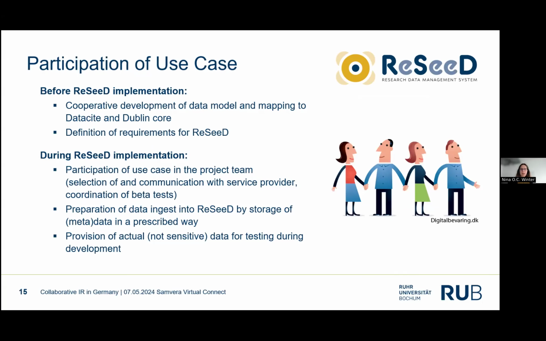And the use case from neuroscience participated all along the way in the development, beginning with the cooperative development of the data model, the mapping to DataCite and Dublin Core, and the definition of the requirements. We also had a project team, including people from the use case, for the selection and communication with the service provider and coordination of beta tests. The use case also prepared the data ingest into our repository ReSeeD by storing data in the prescribed way in a specific folder structure. They also provide non-sensitive test data, so that the service provider can handle it for testing already during the development.